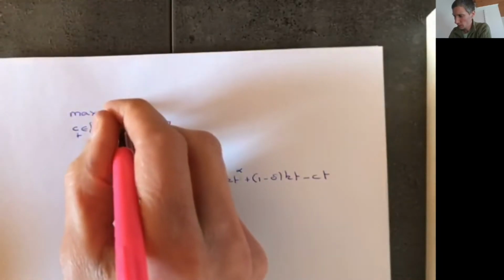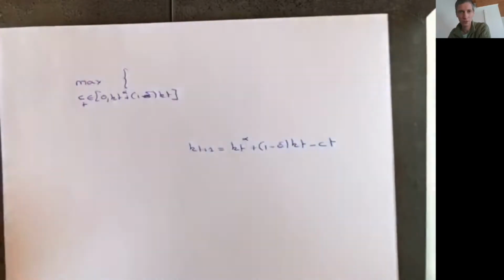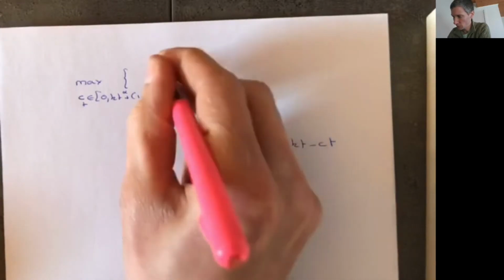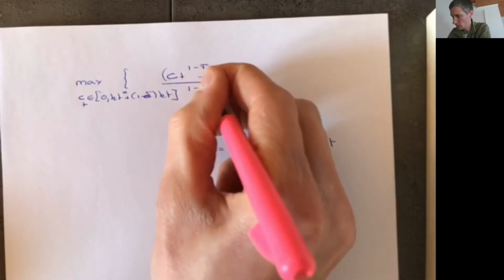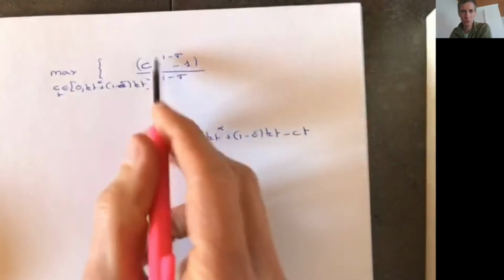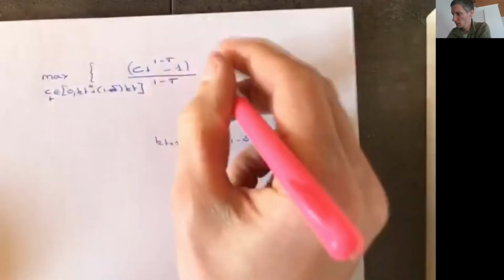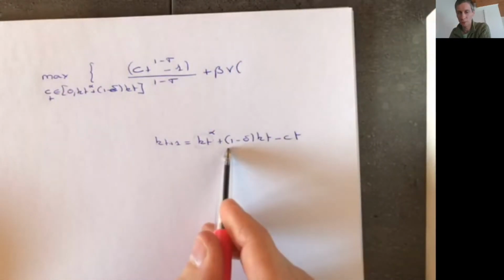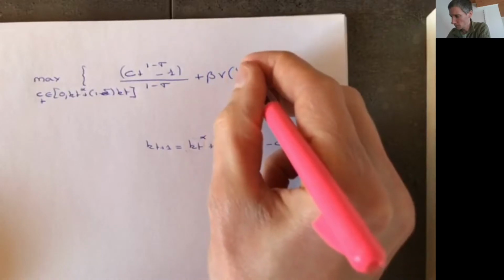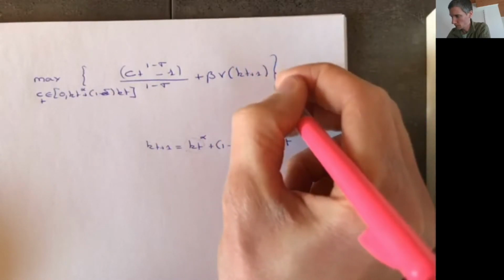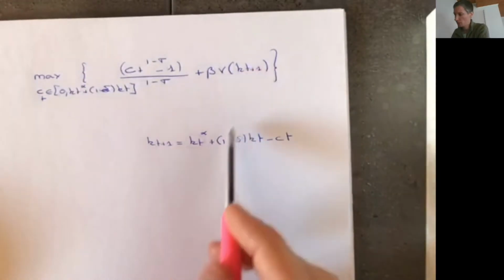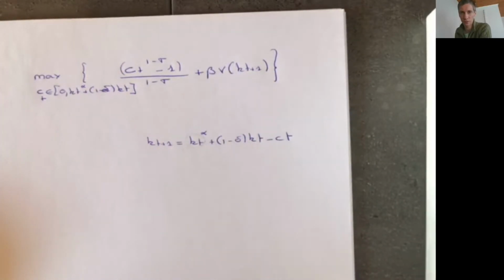And then as a utility function, I'm going to use a CES utility function. So this is c t to the 1 minus sigma, minus 1, divided by 1 minus sigma. So this is a standard concave utility function, plus beta and then V, and this is going to be k t plus 1. So this is my Bellman equation given this law of motion.